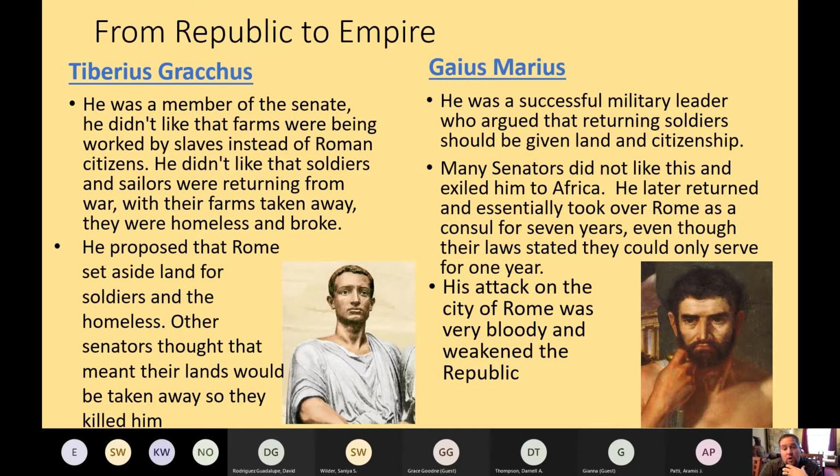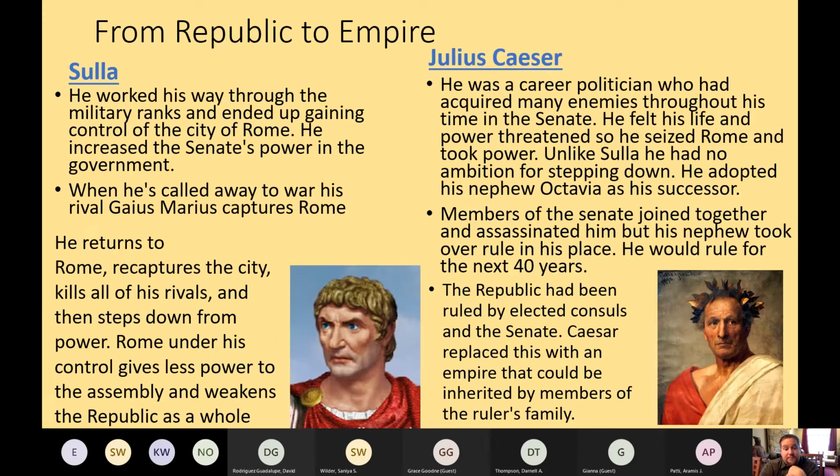His attack on Rome was really bloody, and it really weakened the republic, and it weakened people's faith in the republic, meaning people thought maybe this isn't the best way to govern.